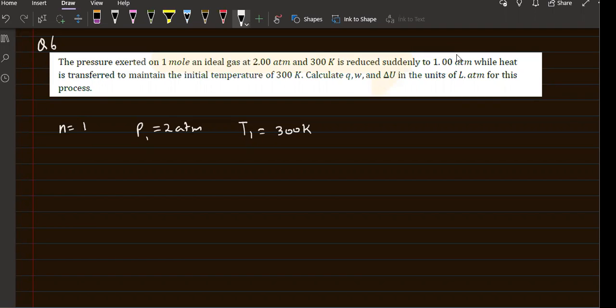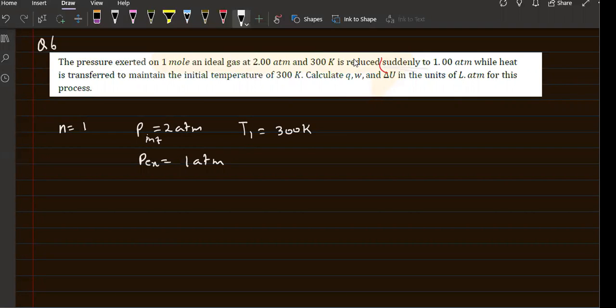See the word suddenly. So what is the meaning of suddenly? Which kind of process is it? Yes, very good, it is an irreversible process. That's what you have to identify. So this is P internal actually, and P external is given as 1 atm and temperature is constant.